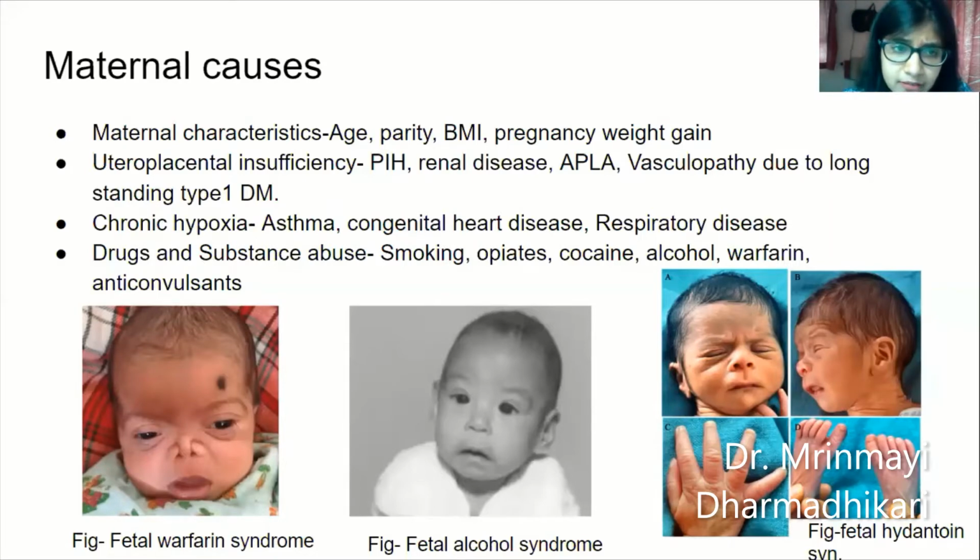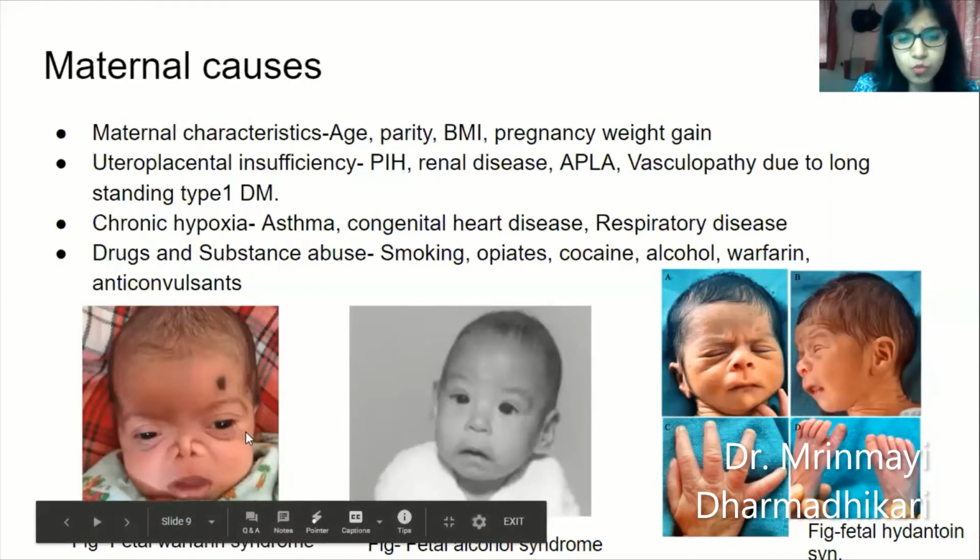Chronic hypoxia, which includes asthma, congenital heart diseases, and respiratory diseases such as bronchiectasis. Drugs and substance abuse, so smoking, opiates, and cocaine abuse give rise to vasoconstriction, giving rise to IUGR babies. Alcohol, warfarin, anticonvulsants such as phenytoin, especially if the baby is exposed in the first trimester, can give rise to a number of teratogenic effects, including IUGR.